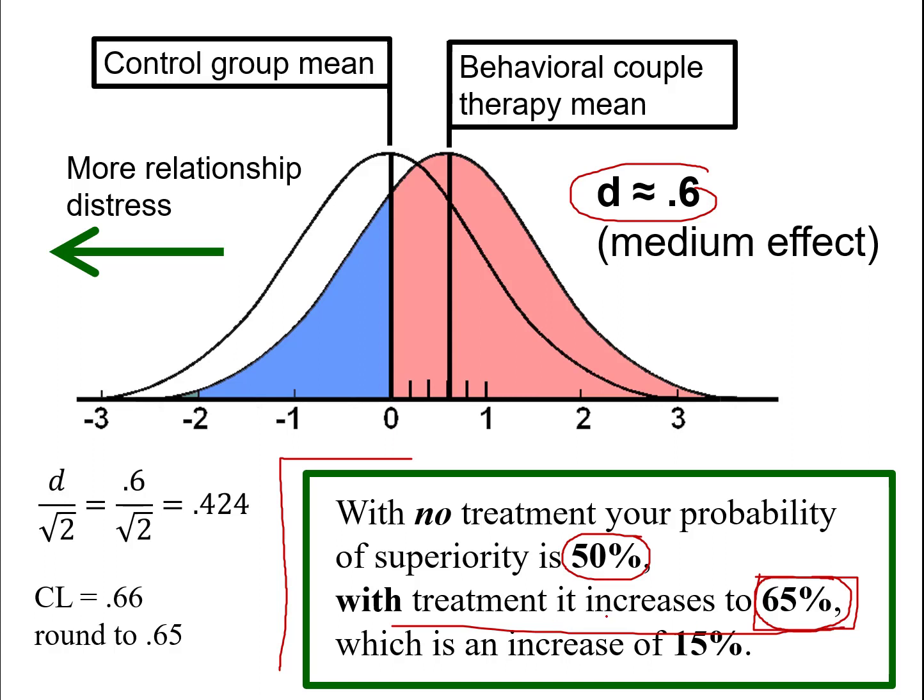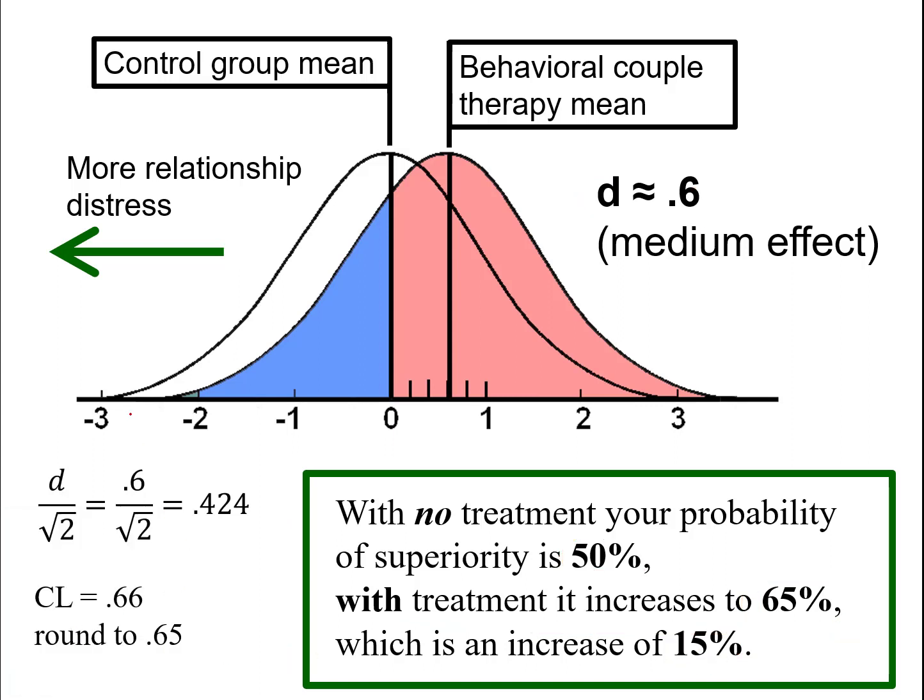And 65% would be an increase of 15% over 50. So we go from 50% to 65%. That's an increase of 15%. So that is what our effect size looks like for behavioral couple therapy for relationship distress, and a d-statistic of 0.6.